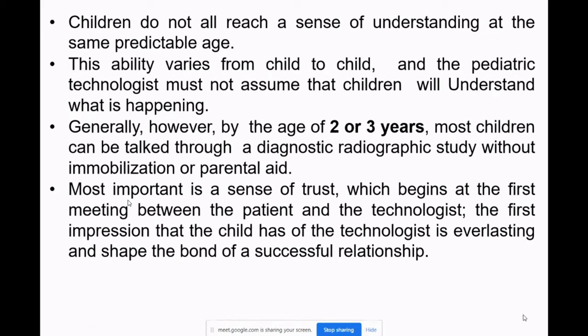Generally, the age range is between 2 to 3. Most of the children can be talked through a diagnostic radiography without any immobilization or parental aid. That means no support is required from the parents or caregiver. If the patient is 2 or 3 years old, we can give them some soft advice so that they can follow our commands, and we can handle these patients softly.